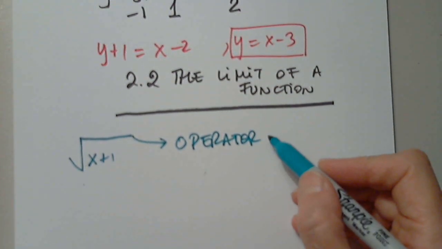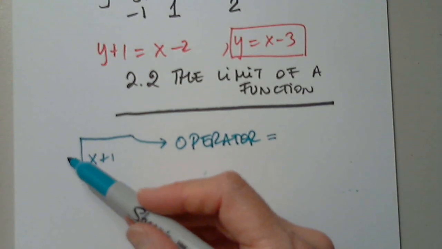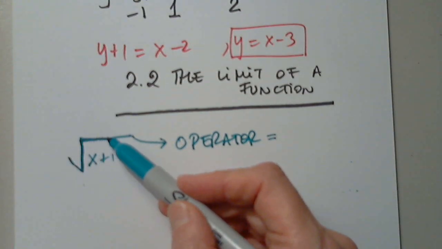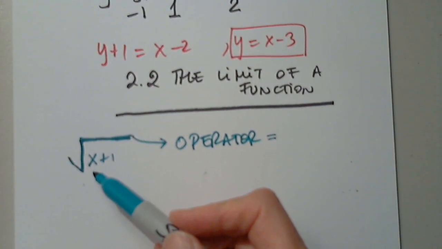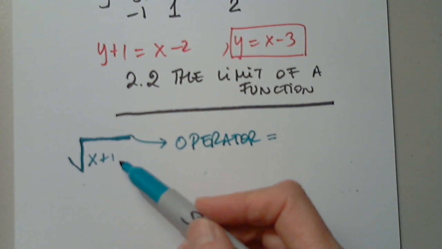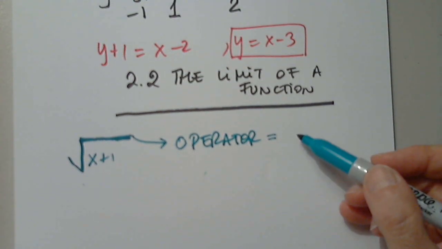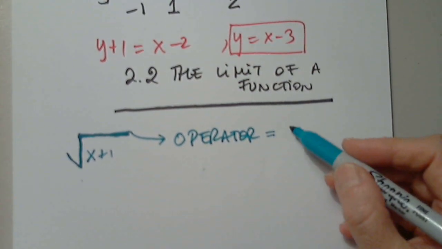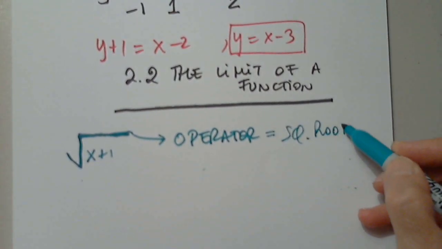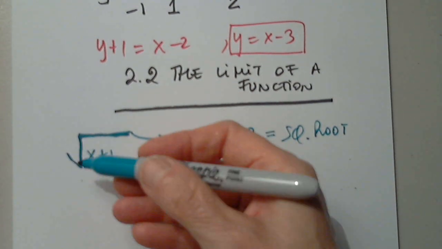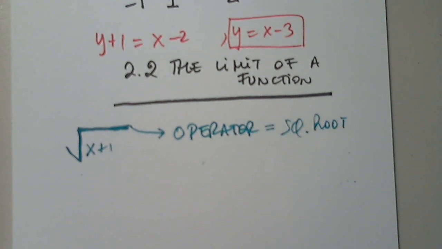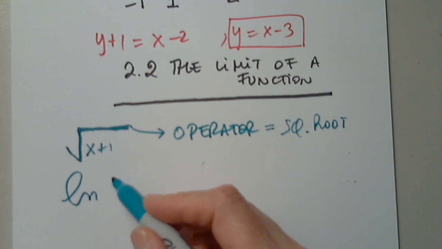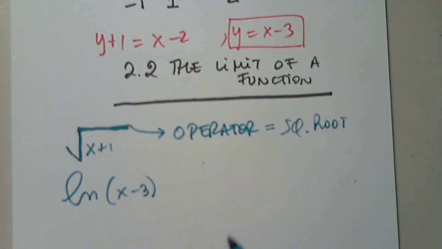So this is the operator called, and what does it do to x plus 1? To the 1/2 power? Yes, so it's the square root and takes the square root of x plus 1. Excellent. What about ln of x minus 3?